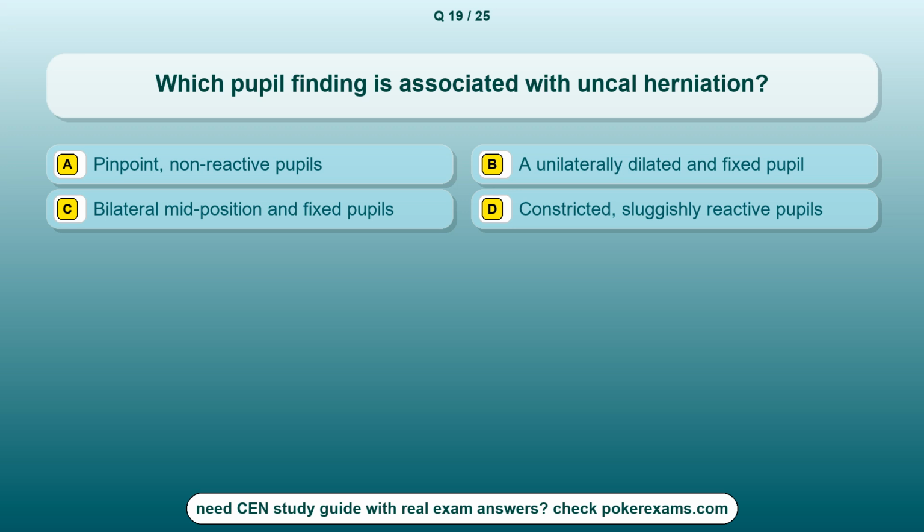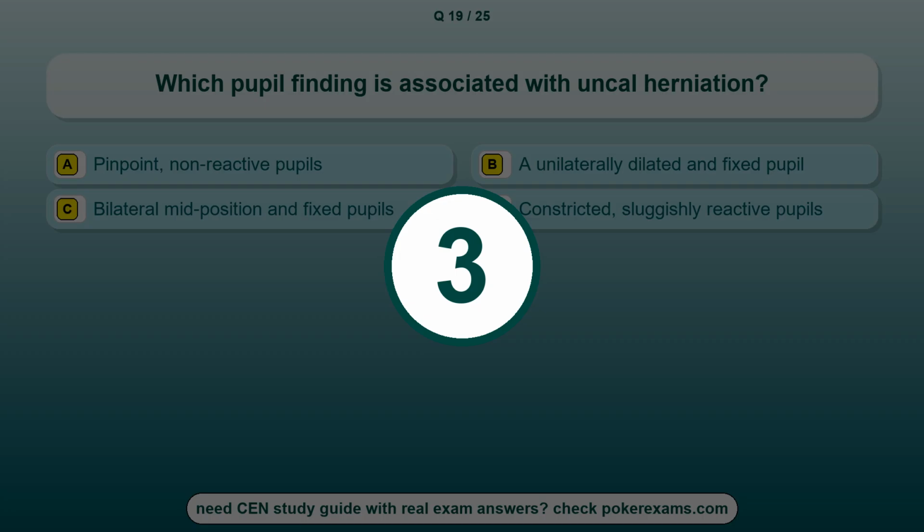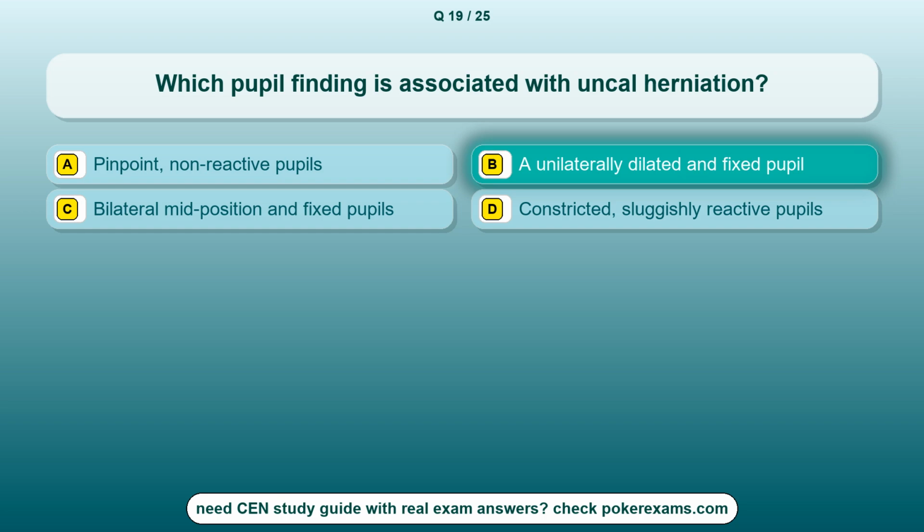Question 19. Which pupil finding is associated with uncal herniation? Option A, pinpoint, non-reactive pupils. Option B, a unilaterally dilated and fixed pupil. Option C, bilateral mid-position and fixed pupils. Option D, constricted, sluggishly reactive pupils. The correct answer is option B, a unilaterally dilated and fixed pupil.